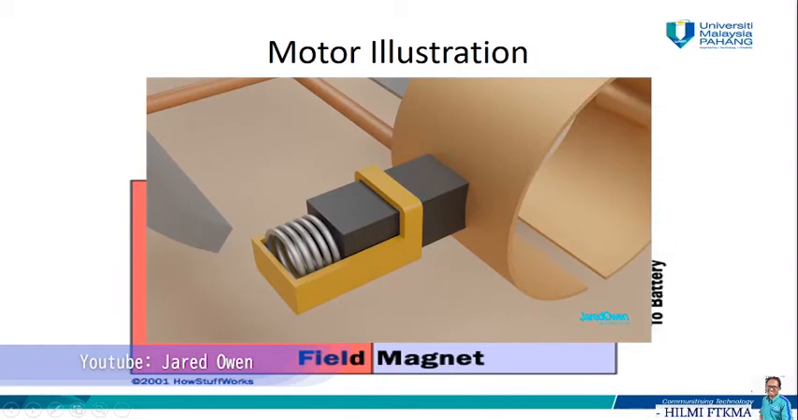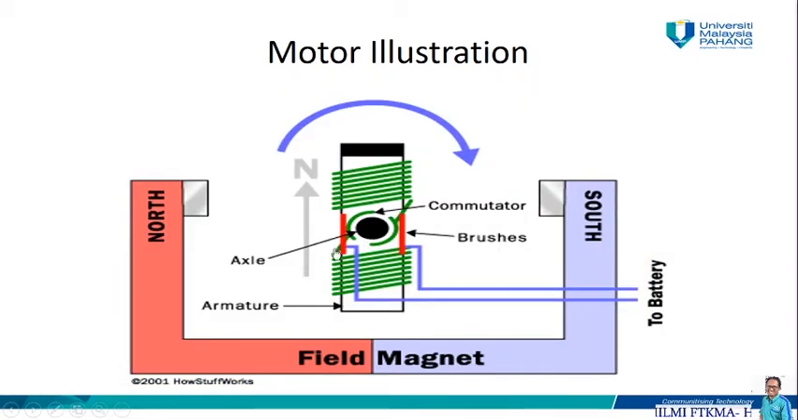So first let's take a look at the armature. The armature is an electromagnet made by coiling thin wire around two or more poles of a metal core. The armature has an axle and the commutator is attached to that axle. Okay, so this is the axle, and it is attached to the commutator.